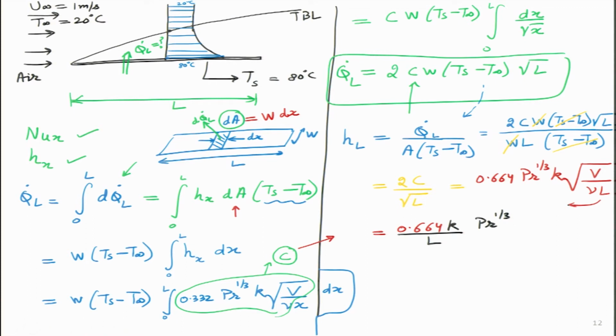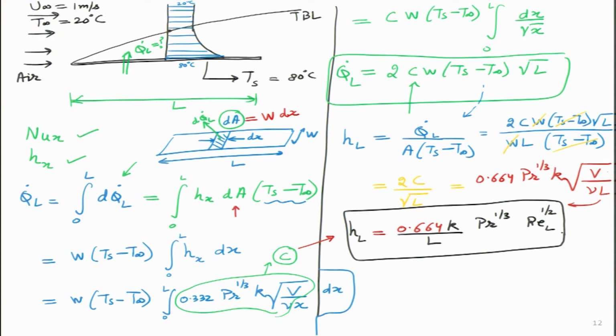If I pull L outside from over here, whatever remains inside is V into capital L divided by nu, which is simply Reynolds number to the power half, because we have a square root sign over here. And this is my final solution for the value of HL. So, if I know the length of the plate from which heat transfer is taking place, and I know the velocity with which the air is coming, I can figure out the convective heat transfer coefficient.